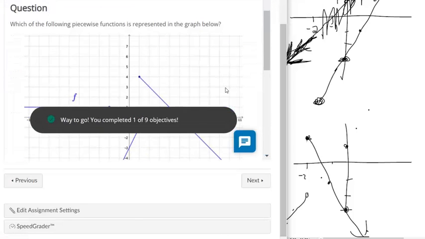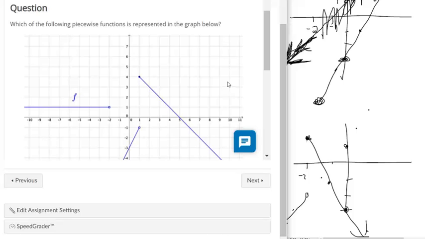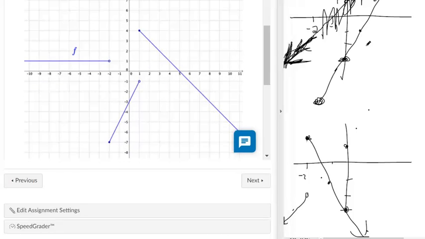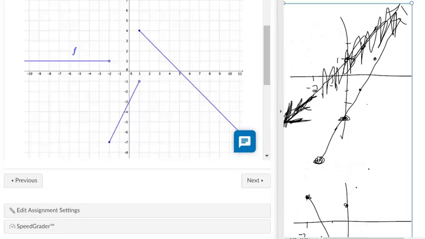Okay, back to the graphing. Which of the following piecewise functions is represented in the graph below? So we can do that off to the side. That'll be quicker than just trying to match them probably.